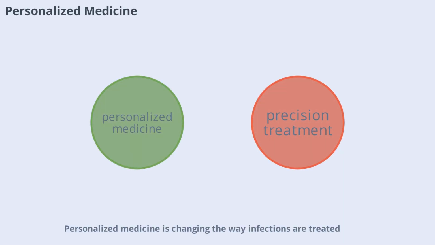Personalized medicine is changing the way infections are treated. By considering individual factors such as genetics, immune status, and the specific characteristics of the infection, doctors can tailor treatments for better outcomes. This approach can help avoid unnecessary side effects and improve the effectiveness of therapy. Advances in technology and diagnostics are making personalized medicine more accessible and impactful in the fight against infectious diseases.